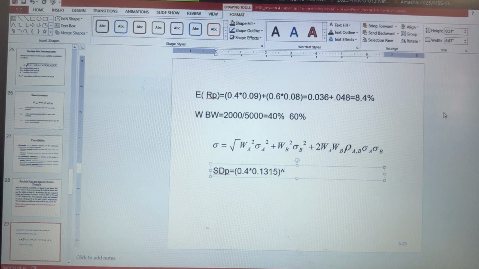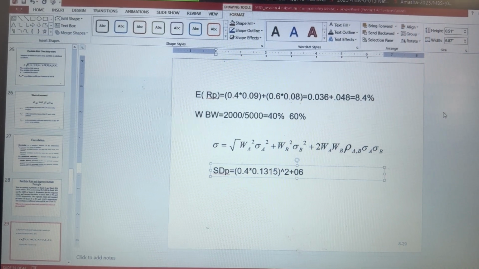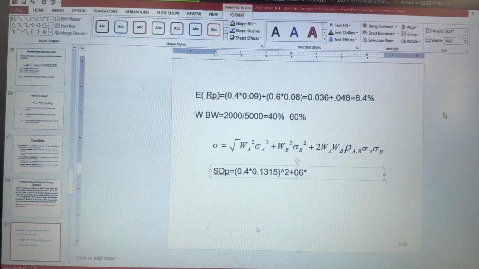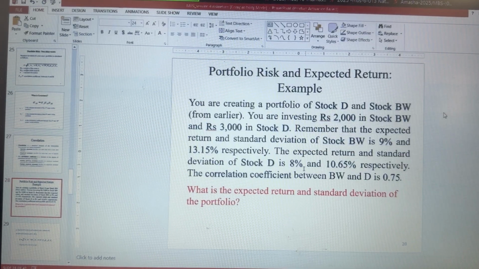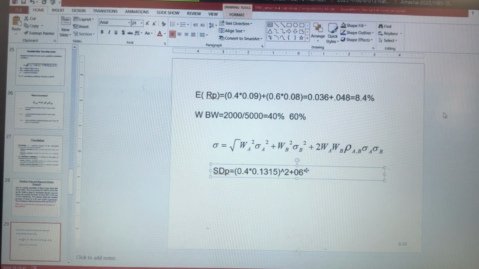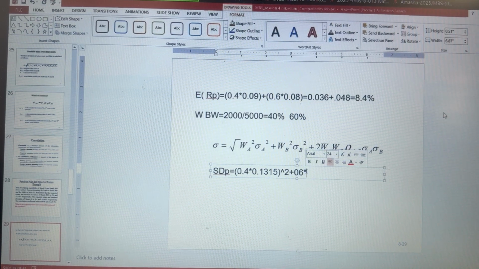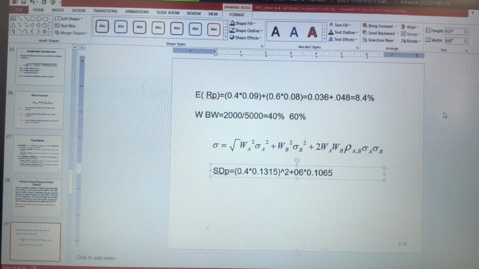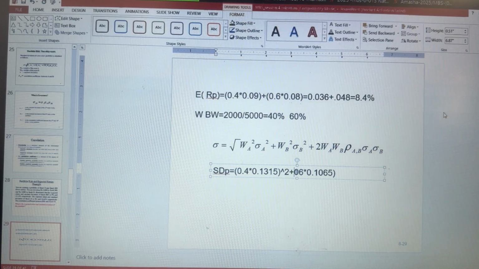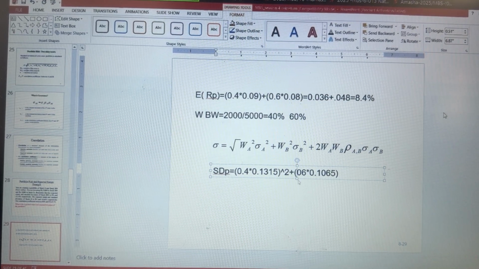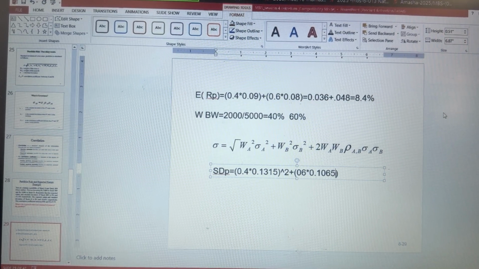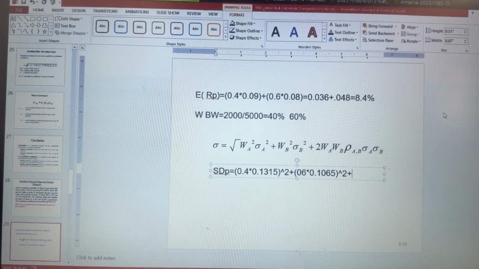So power 2, plus the other asset with 0.6 weightage multiplied by the standard deviation of the other asset, 10.65. So then power 2. That is the second part of the portfolio's equation. Then we need to use the rest of the equation.